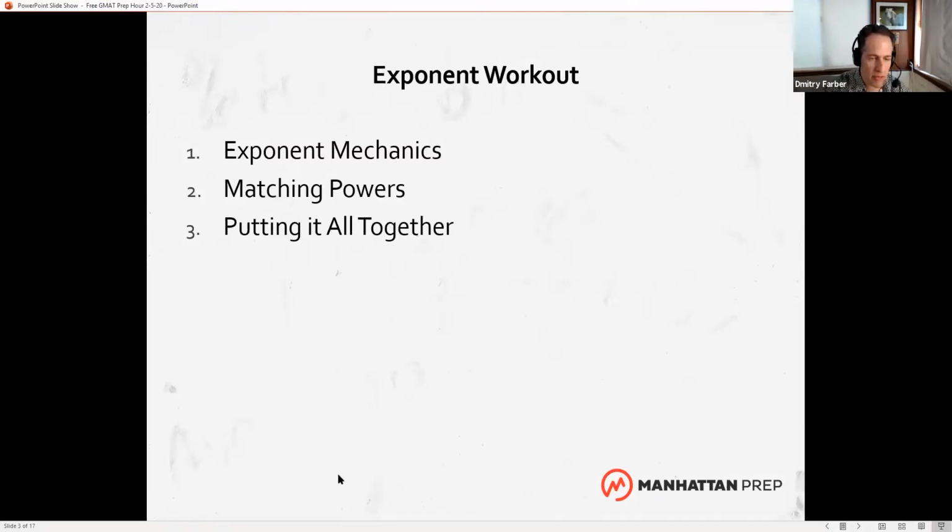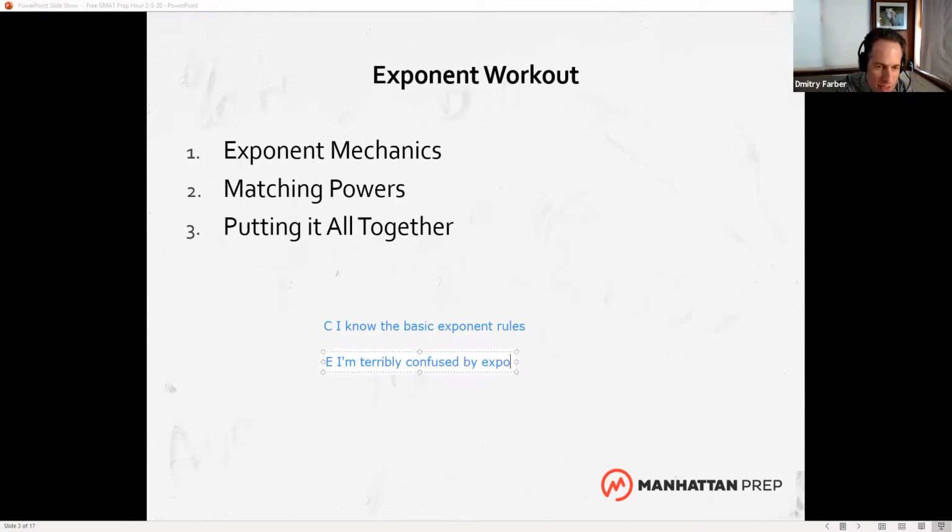We'll be using a polling function. So what I'm going to do right now is send you an A through E poll. And what I'd like you to poll in is your comfort with exponents. C in the middle would be, I know the basic rules. E would be, I'm terribly confused by exponents. And A would be, I feel very confident tackling these problems on the actual test.